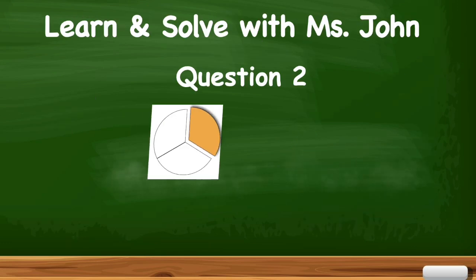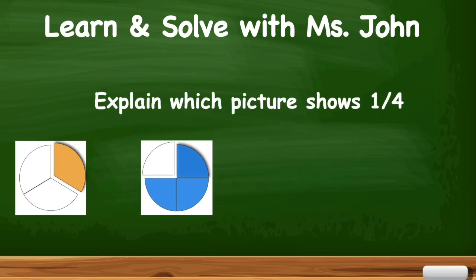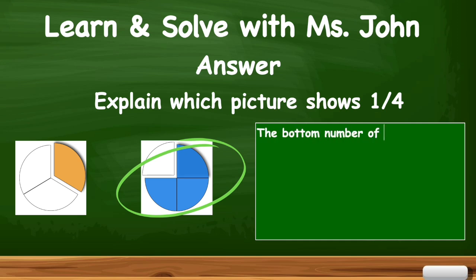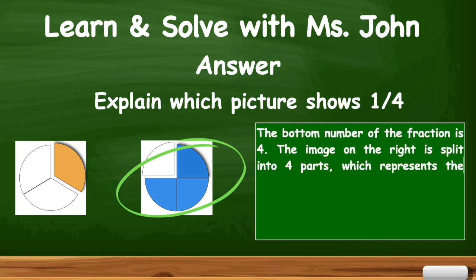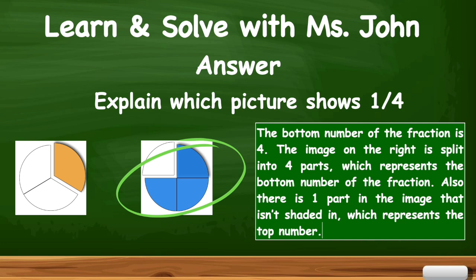Question number 2. Which picture shows 1/4? Take your time. Here's the answer. This image is the answer, and here's the reason. The bottom number of the fraction is 4. The image on the right is split into 4 parts, which represents the bottom number of the fraction, the denominator. Also, there is one part in the image that isn't shaded in, which represents the top number, also known as the numerator. So that's the answer.